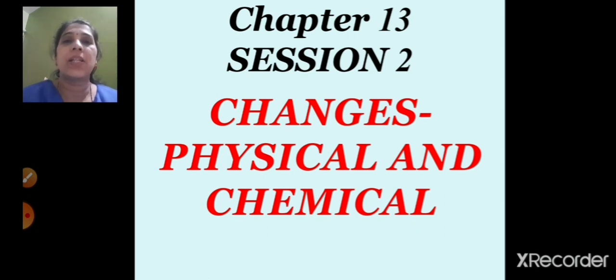Reversible changes are the changes in which the original form can be changed to another form, and again it can be reverted back to the original form. Then we saw the irreversible change. In irreversible change, a new substance is formed, but it cannot be brought back to the original form. So children, let's start today's session with the periodic changes.